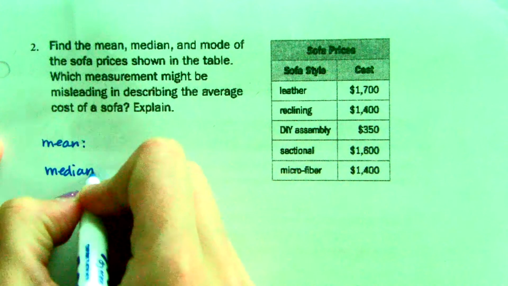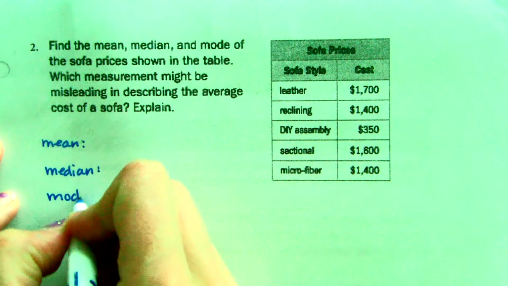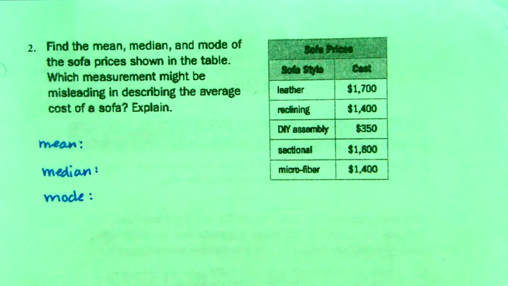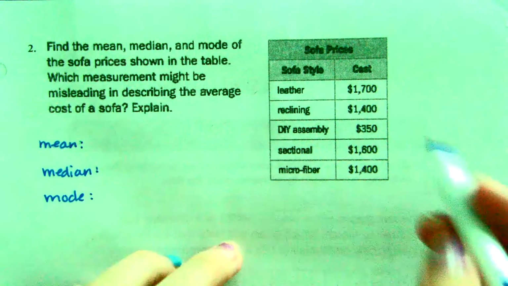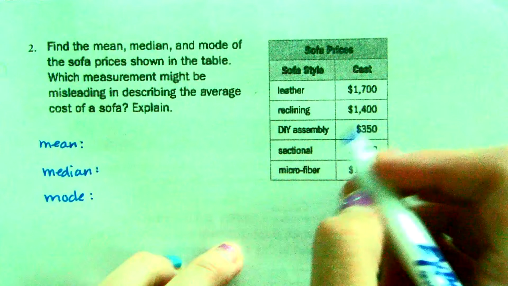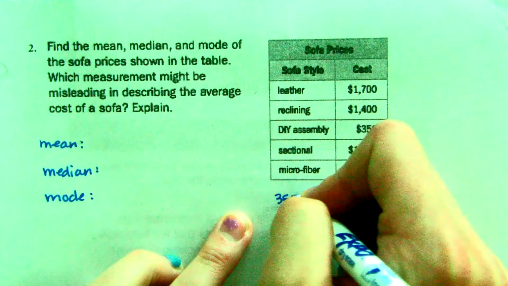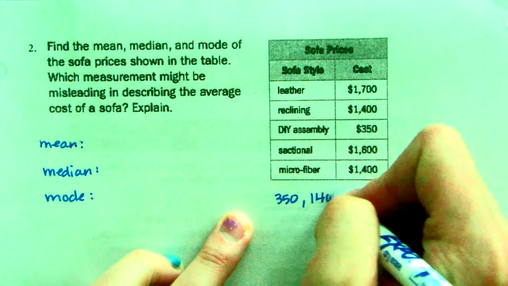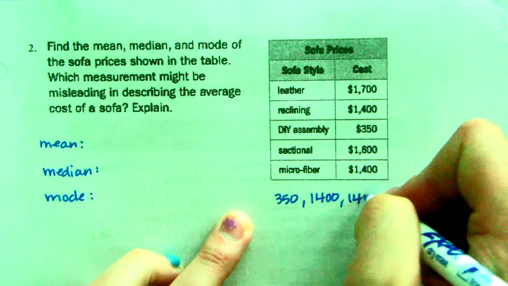So again, whenever I go to find the mean, median, and mode, I always start by listing my numbers from least to greatest. So I'm going to look at my numbers over here on the chart, and I'm going to list them. So I have 350, 1,400, 1,400, 1,600, and 1,700. So again, I list them from least to greatest. Now I'm going to find my different values.